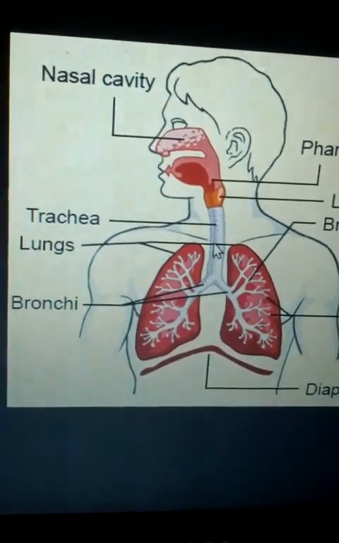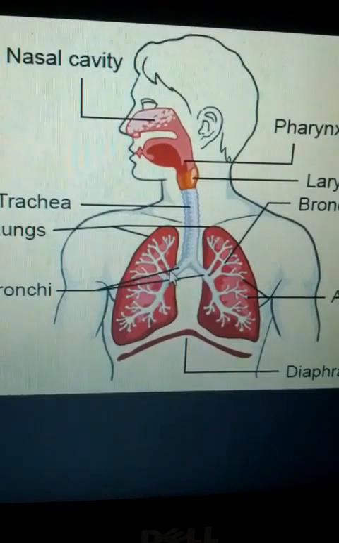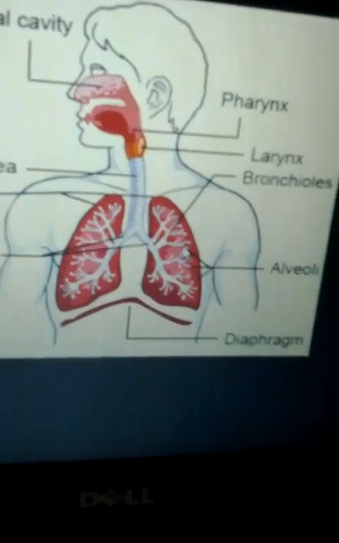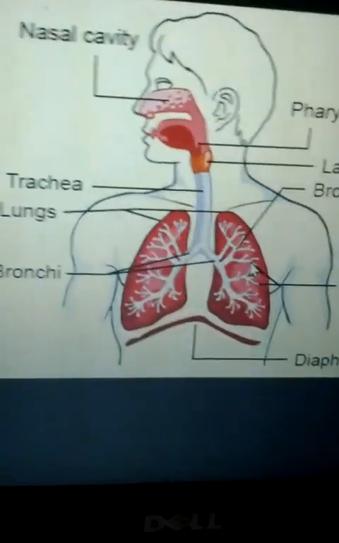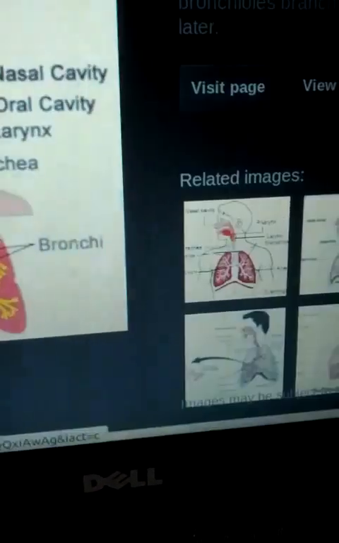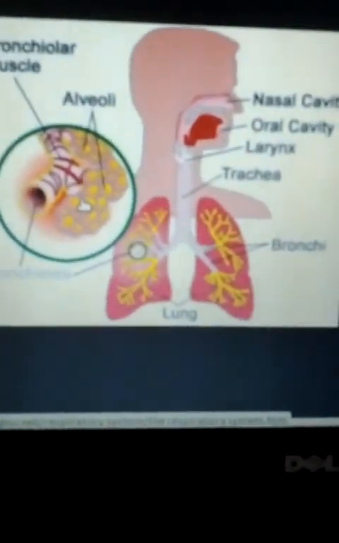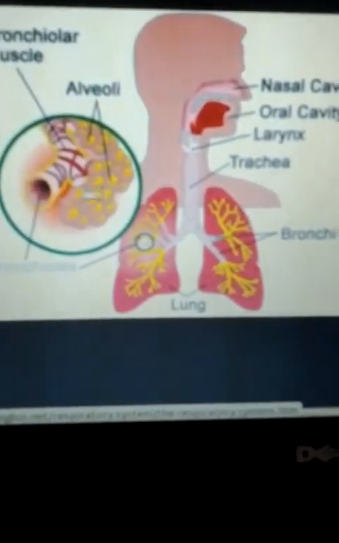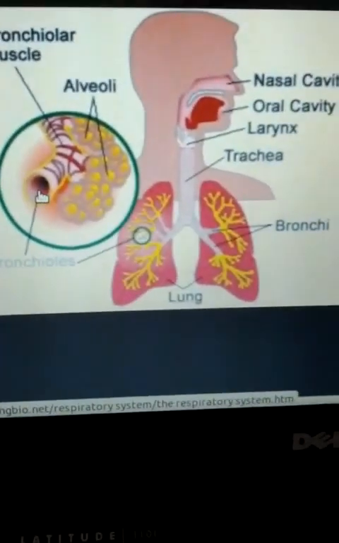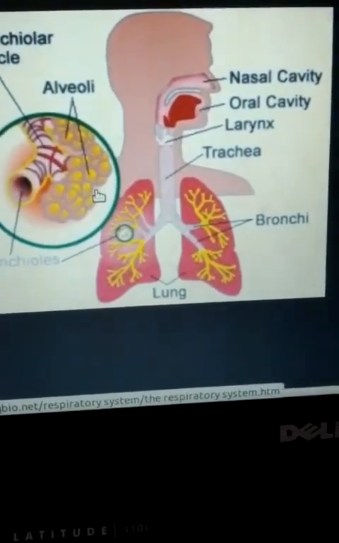The air slowly comes through the trachea and enters the lungs through the bronchioles, and it reaches the small bags called alveoli. Let us see the alveoli. Yes, here. You can see the alveoli here. This is the bronchiole, the small tube called bronchiole, and at the end of the bronchiole there are a number of small bags called alveoli.